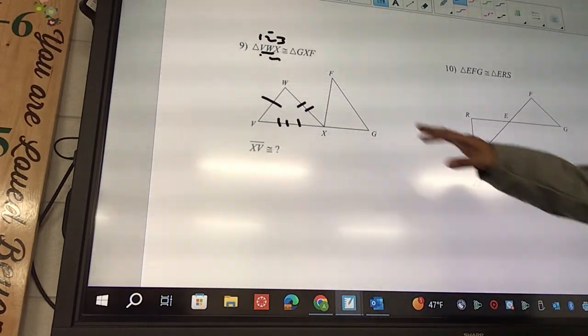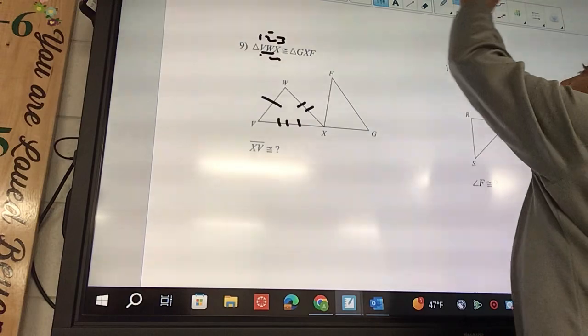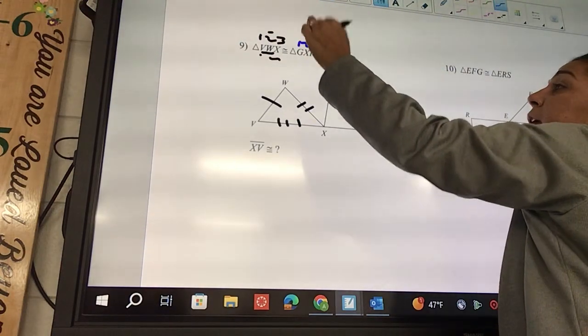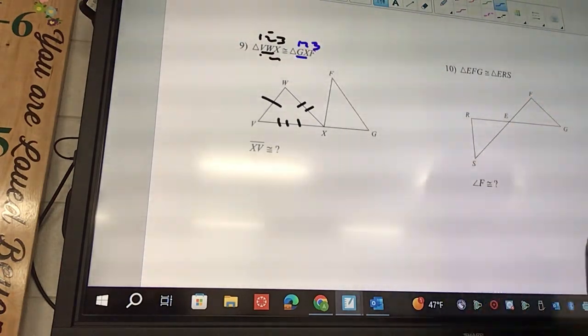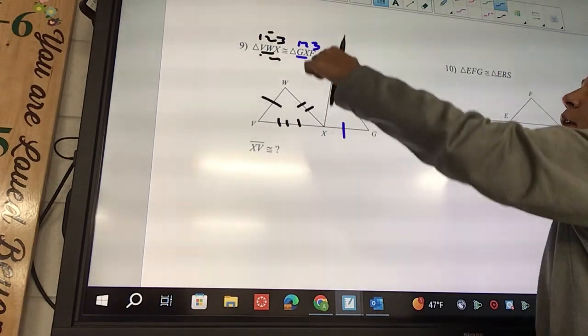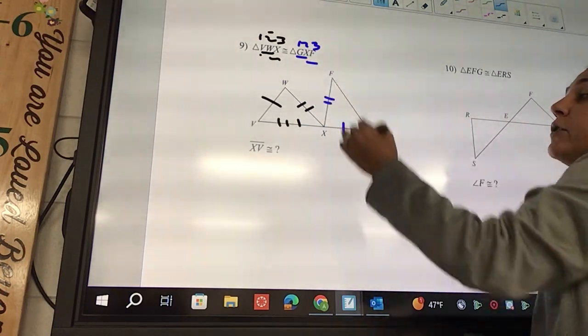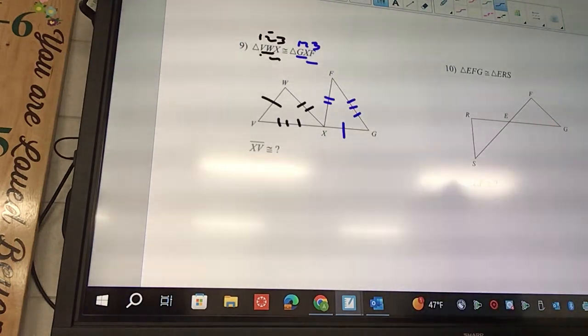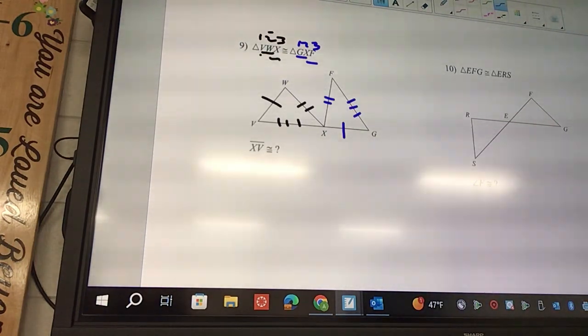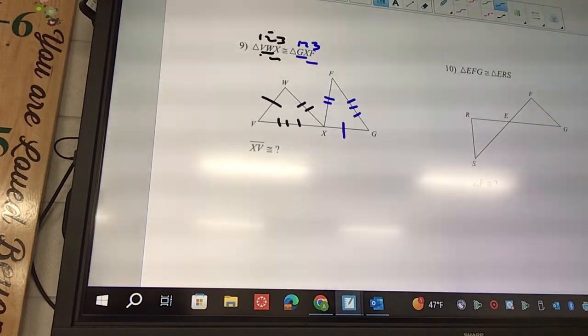Okay, when we're marking this one, okay, again, we got 1, 2, 3. So G to X is gonna get a 1. Okay, 2 to 3 is gonna be XF. So it's gonna get a 2, and this one's gonna be a 3. Okay, and that's just gonna come with practice, okay?